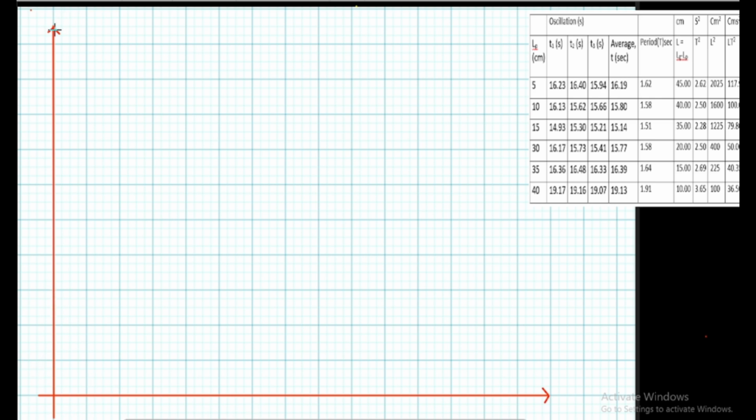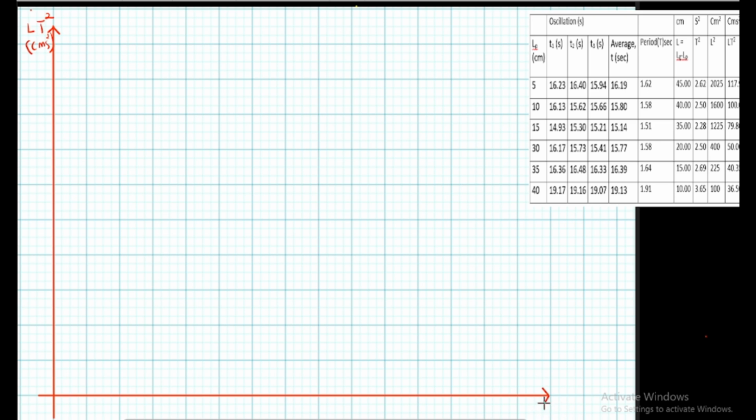So now we've already drawn our vertical axis and horizontal axis. The next thing to do here will be to label the axes. So this axis is for LT squared. And what is the unit? The unit for this is centimeter second squared. And then against L squared, we label our axes.